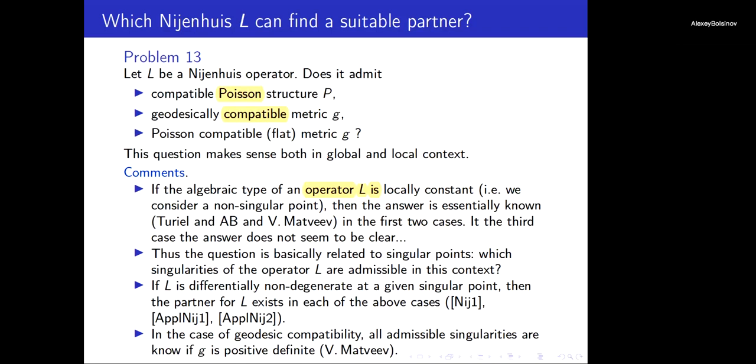But essentially, in the local context, the situation with algebraically generic points, where the algebraic type is stable and doesn't change, is more or less clear. So this question about partners is basically related to singularities, to singular points. We consider an operator L in the neighborhood of a singular point where some kind of bifurcation of algebraic type happens. For instance, some eigenvalues collide or some bifurcation of Jordan blocks happens, this sort of thing. So for singular points, this problem is, I would say, totally open.